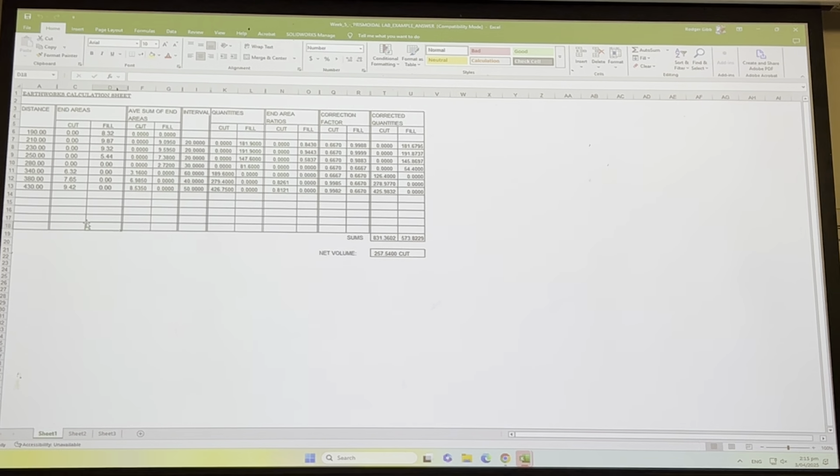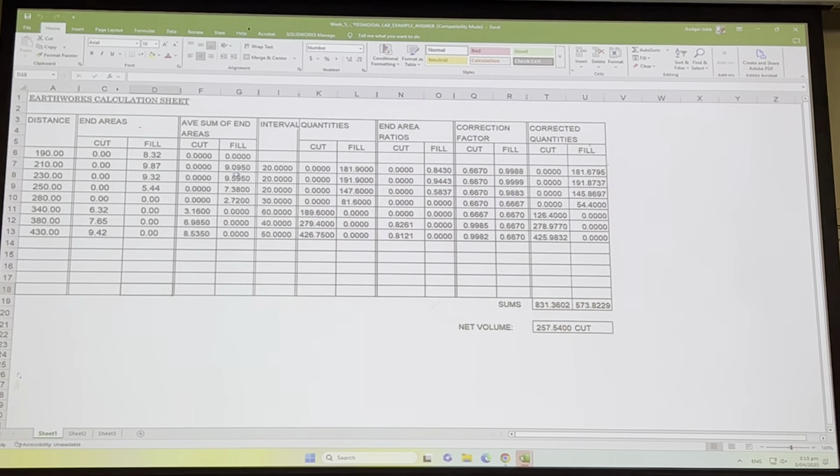Right, so we have a spreadsheet here with the formula in it, I hope. Just trying to get to it, here we are.